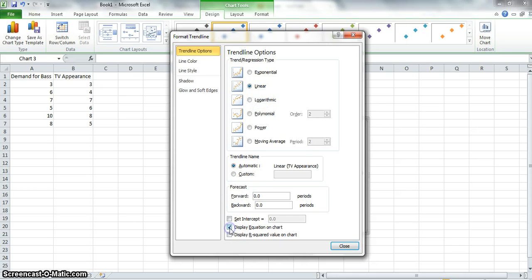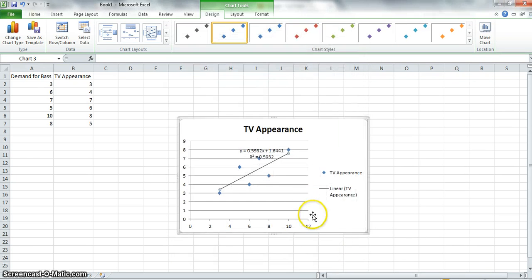We're going to display the equation on the chart and display the r squared value. So here's our equation. It's y equals 0.5932x plus 1.6441. So it's like our y equals mx plus b. The r squared value is a way that we can find our correlation, our r value, if we'd like.